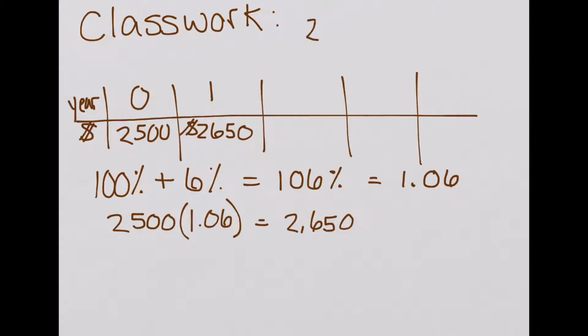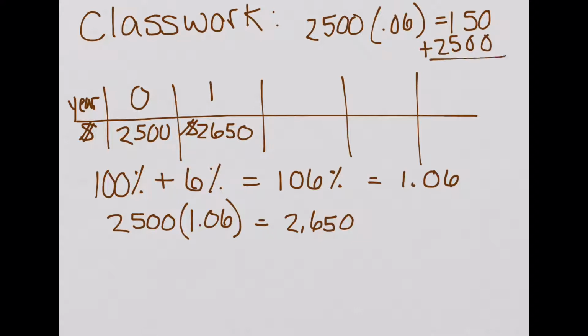Some of you might be thinking, why is she doing that? Why doesn't she just take 2,500, multiply it by 0.06? That'll tell you how much it's increased by, which is $150, and then you can add it to the $2,500, and that'll give you $2,650. Why don't you just do that? Well, you can, but my way is actually faster. This way you had to do 2 different steps. First you had to multiply, then you had to add them together.